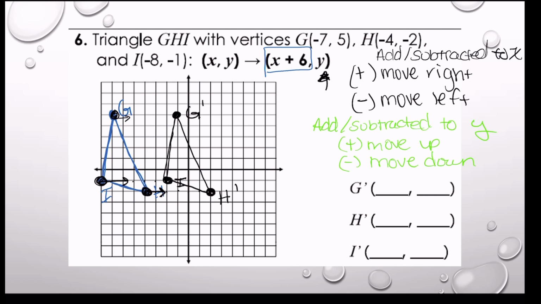So we still need to state what my ordered pairs are. So G is going to be (-1, 5). Remember, I didn't move up or down, so my Y's are going to be the same. H is at (2, -2). I is at (-2, -1). Your Y's should all stay the same, and they do.